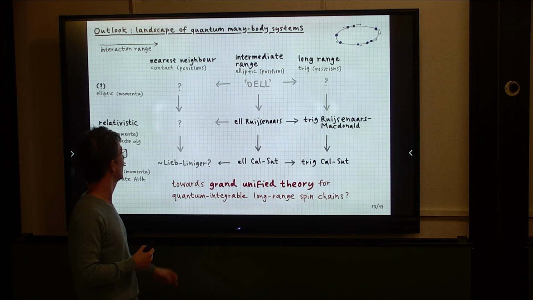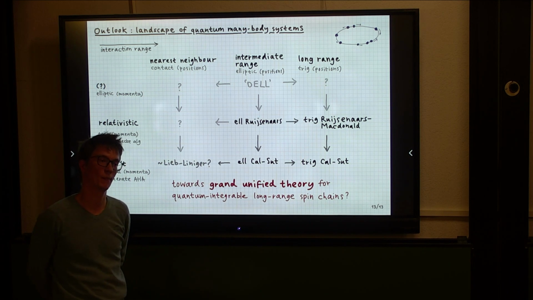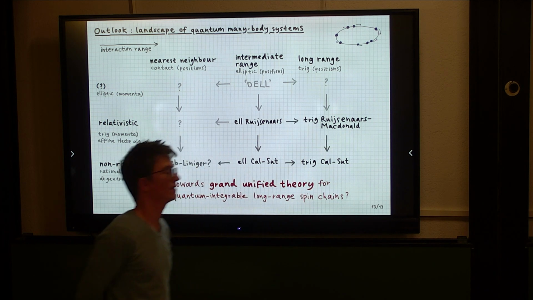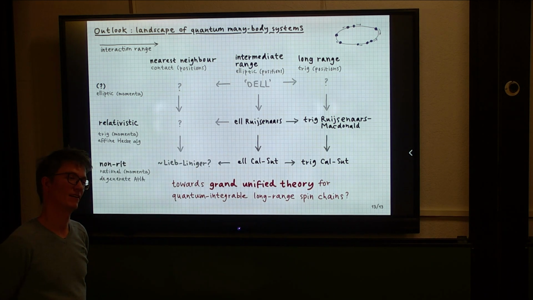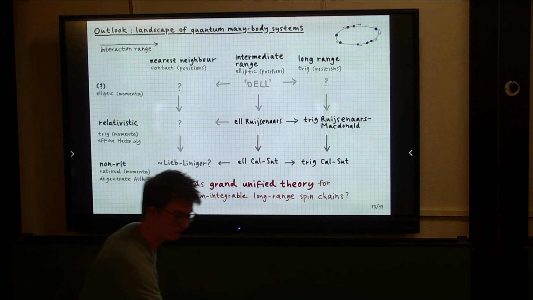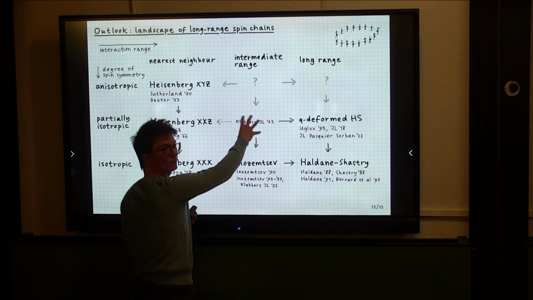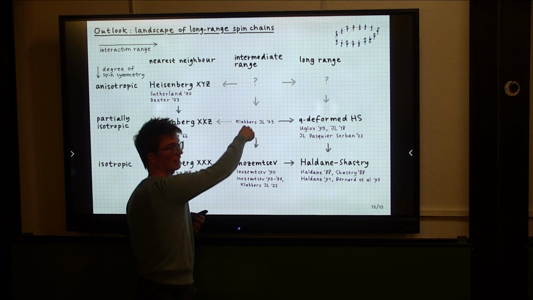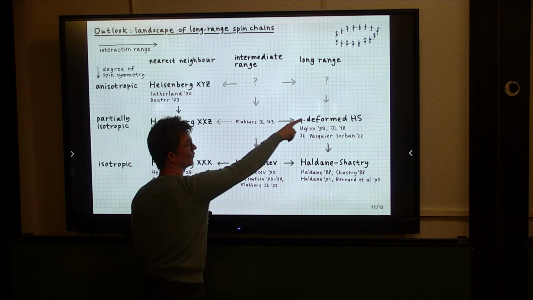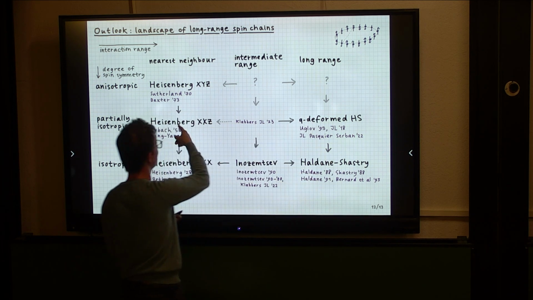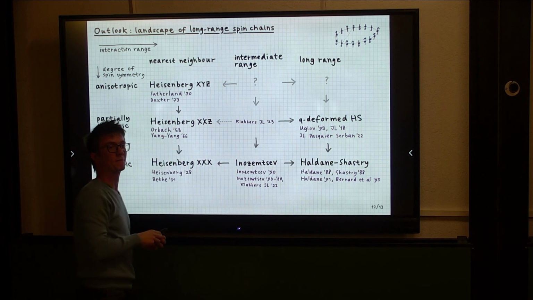And the Ruijsenaars type models, we heard some talks at this conference, right? So there's Matushko and Zotov, they found models which look very much like what you want here, except that they're not the models that are here. So they do not limit to Inozemtsev, they do not limit to Q-deformed Haldane-Shastry, they do not even limit to Haldane-Shastry, and they don't actually limit to Heisenberg either.